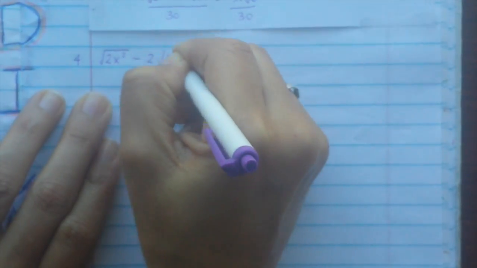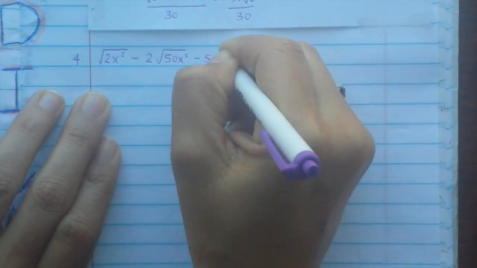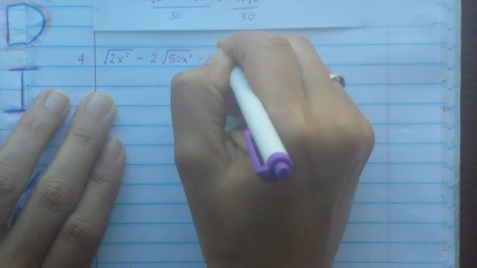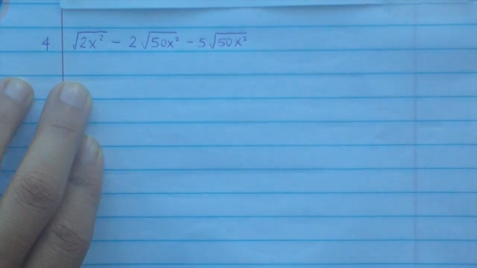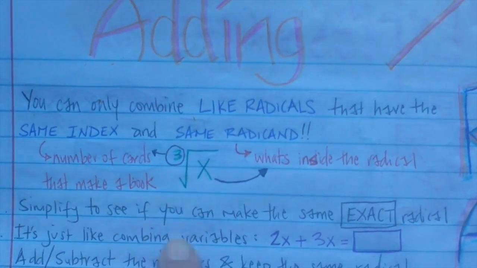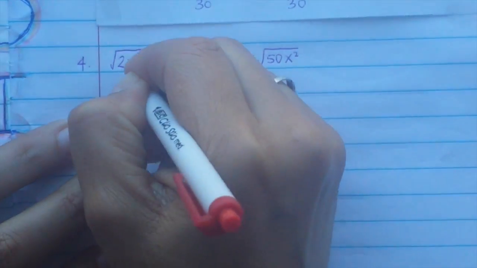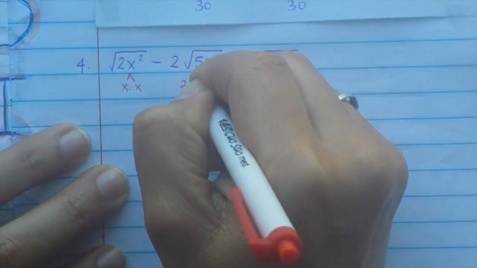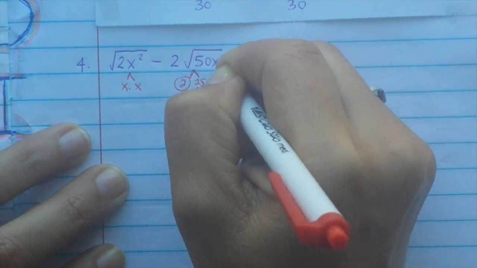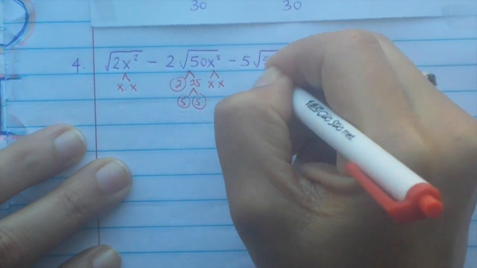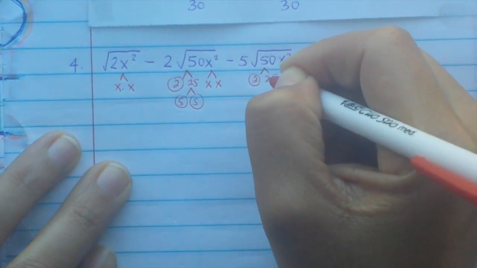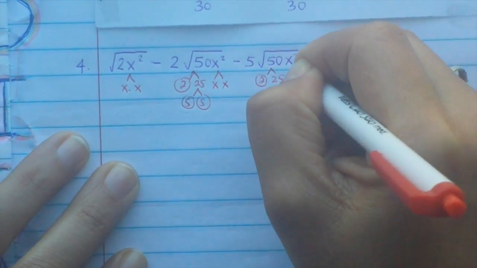Let's say we had square root of 2x squared minus 2 square root of 50x squared minus 5 square root of 50x squared. And again, you can only combine them if the radicals look exactly the same. So we're going to simplify to see if they look the same. We're going to break down everything we can. Let's break down x squared in our first one to x times x. Break down 50 to 2 times 25, which is 5 times 5, and then 2 x's. 50 again, 2 times 25, which breaks down to 5 times 5, and 2 x's.